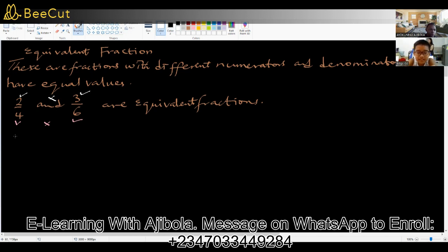But why do I say they have the same value? 2 over 4 can be 1 over 2. Then 3 over 6 can also be 1 over 2. So if you see it, you'll see that 2 over 4 is equal to what?